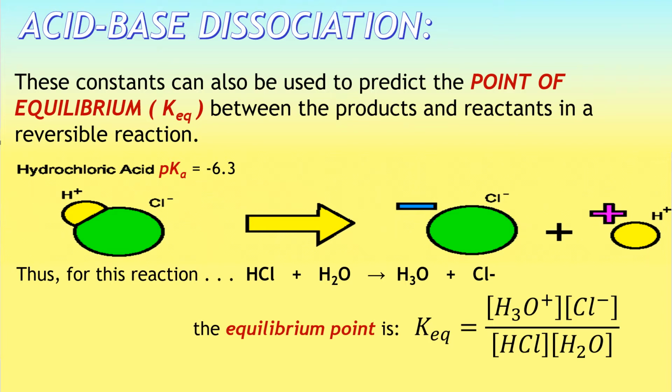We say K sub EQ equals the concentration of hydronium, which is the positively charged product, times the concentration of chloride, the chloride ion, which is the negatively charged product. Those are the products, right? They're after the arrow. And we're going to divide them by the product of the original concentration of hydrochloric acid and the original concentration of water. Okay, so got it? We've got concentration of hydronium times concentration of chloride on the top. We've got concentration of hydrochloric acid and concentration of water, the reactants, on the bottom.